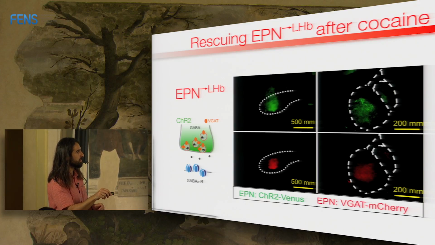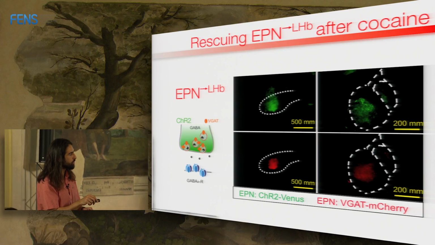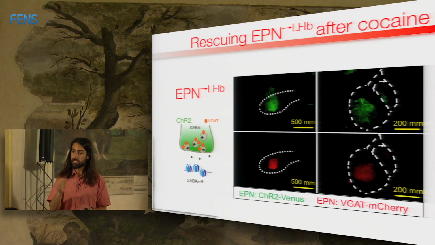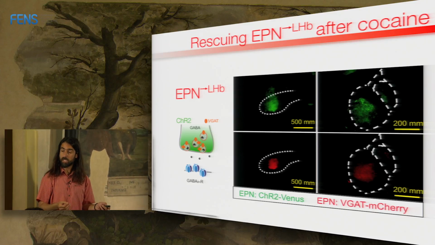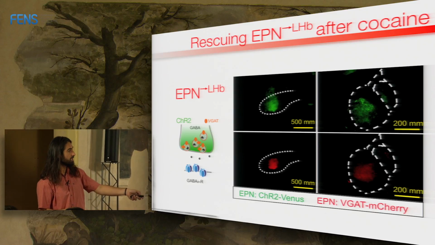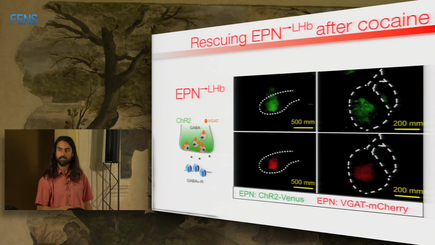So this is how the picture looks. Here in green is the channelrhodopsin expression at the injection site and in the terminals. And then this is the CAV2-Cre driven mCherry expression in the EPN and in the terminals. And as you can see here, there is a pretty good degree of overlap between the two signals, suggesting indeed that this strategy is efficient in providing overexpression of the VGAT.